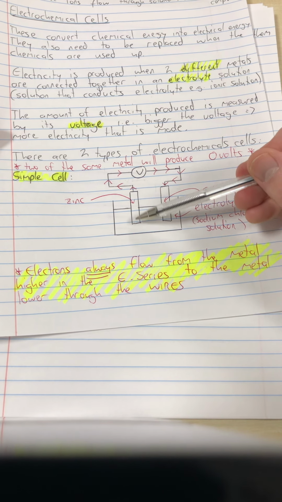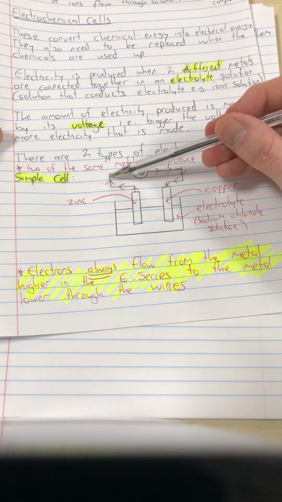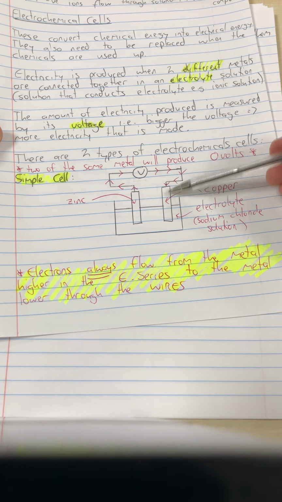So, what's happening here? Because zinc loses electrons, and the copper gains them. So if we look back at that diagram, the zinc loses the electrons and the copper gains the electrons.